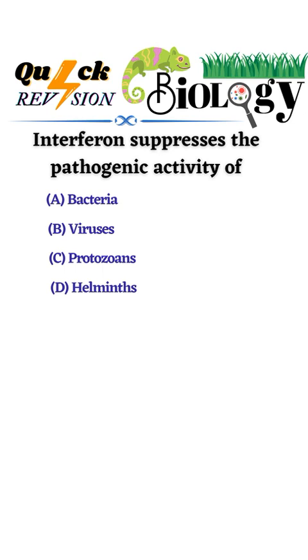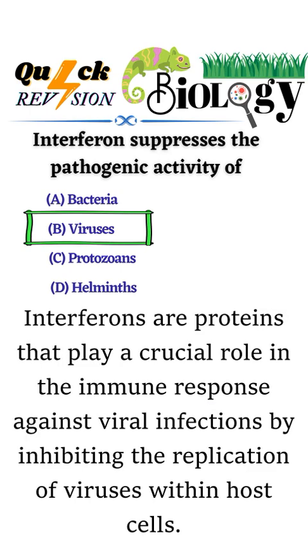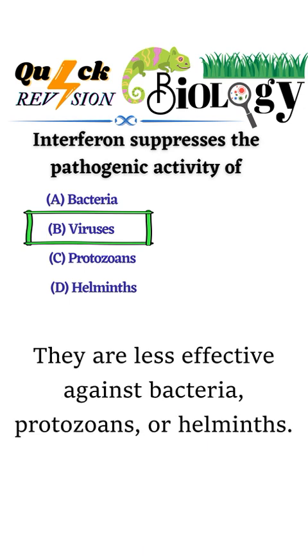Interferon suppresses the pathogenic activity of A. Bacteria, B. Viruses, C. Protozoans, D. Helminths. Interferon primarily suppresses the pathogenic activity of B. Viruses. Interferons are proteins that play a crucial role in the immune response against viral infections by inhibiting the replication of viruses within host cells. They are less effective against bacteria, protozoans, or helminths.